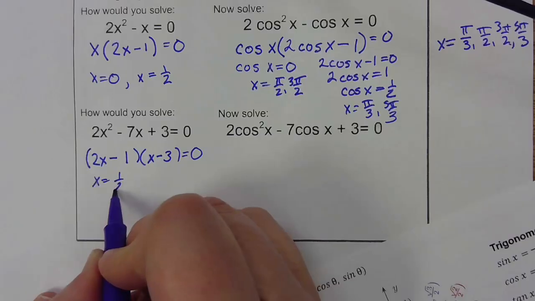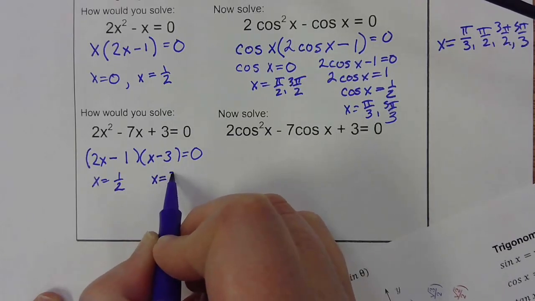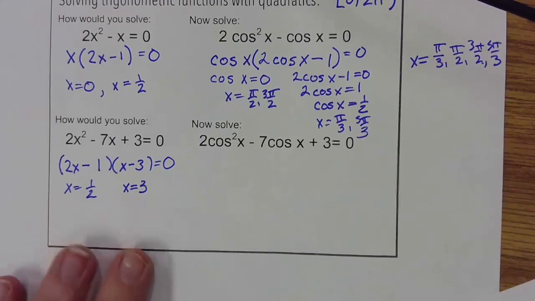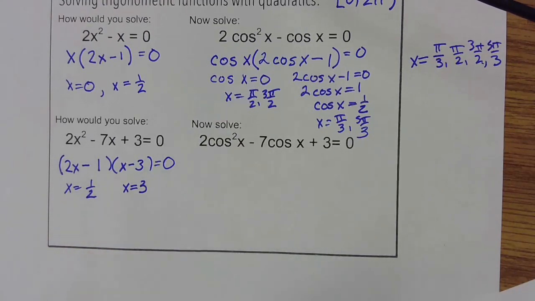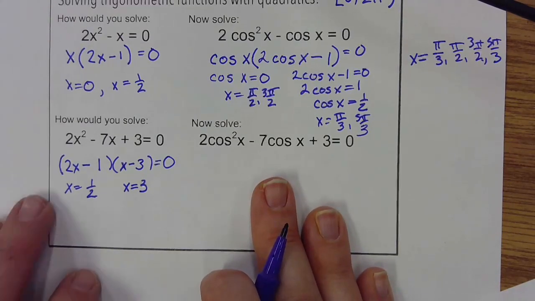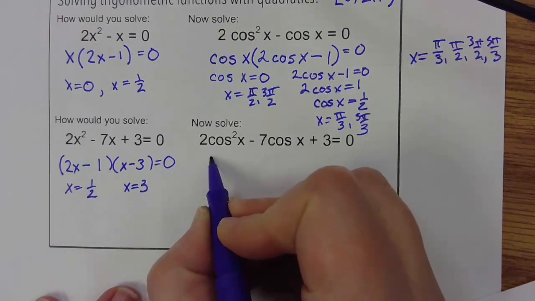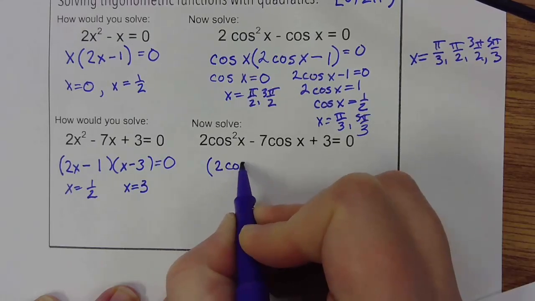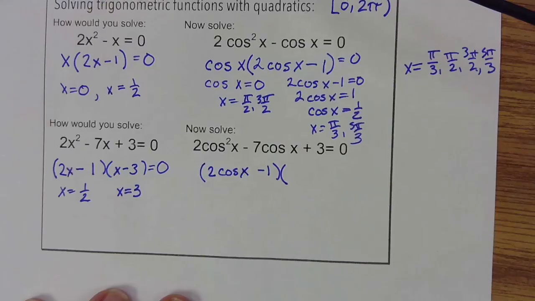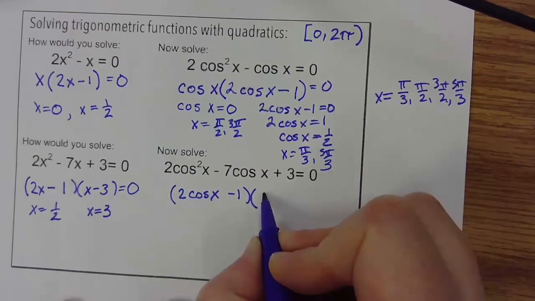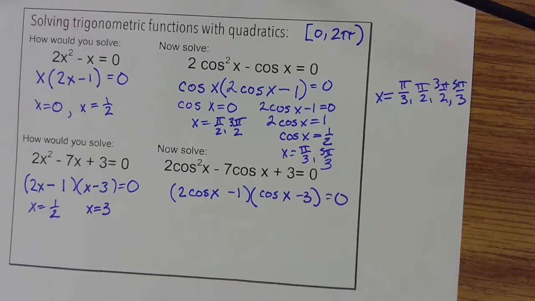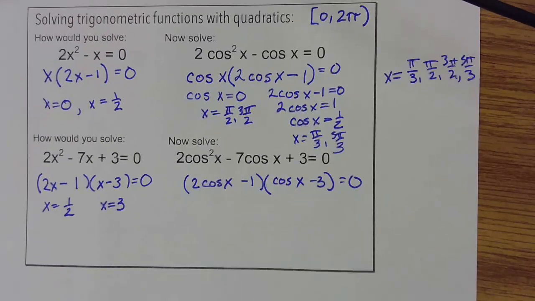So x is 1/2, x is 3. Again, I hope you won't always need to do this. I just hope it shows you how this would be factorable. So instead of 2x minus 1, I'd have 2 cosine x minus 1. Instead of x minus 3, you have cosine of x minus 3. And it's still equaling 0.